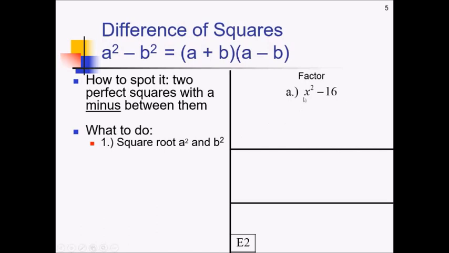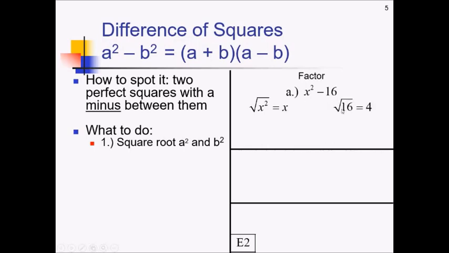So on this particular problem, that means we're going to take the square root of x squared. You don't have to show the square rooting, but I'm going to show it just to say explicitly what's going on here. So the square root of x squared, the thing I have to square to get x squared, is just simply x. Square and square root cancel each other out there. And then the square root of 16 is just going to be 4.